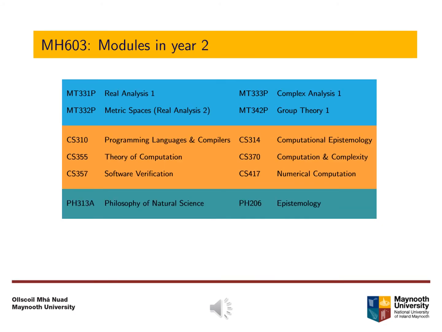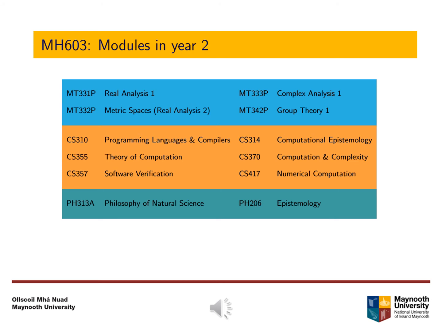In our 2nd year, you have 4 credits or 4 modules in mathematics, and they involve real analysis, metric spaces, which is essentially real analysis 2, and you have complex analysis 1 and group theory. In computer science, you'll be looking at programming languages and compilers, theory of computation, software verification, computational complexity, and numerical computation. And finally, then you have computational epistemology. So that's a mixture of the practical skills of computer science with some of the theories that underlie computer science and are very important for understanding how programs are made, how they work, and how they can solve problems in a short space of time.